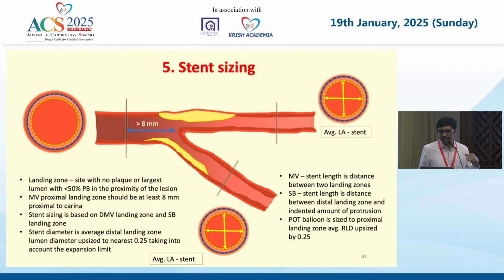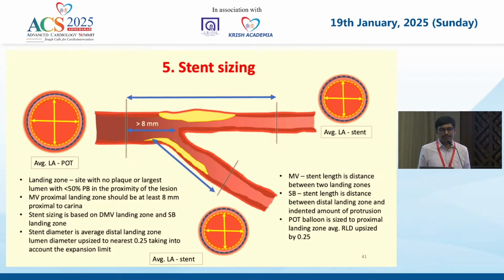And the main branch stent length is the distance between the two landing zones in the distal main vessel and the proximal main vessel. The side branch length is the distance between the distal landing zone and the intended amount of protrusion into the proximal main vessel. The POT balloon is sized to the proximal landing zone, average of the reference lumen diameter, upsized by 0.25. That is how you size your stent and balloons for POT and post dilatation.